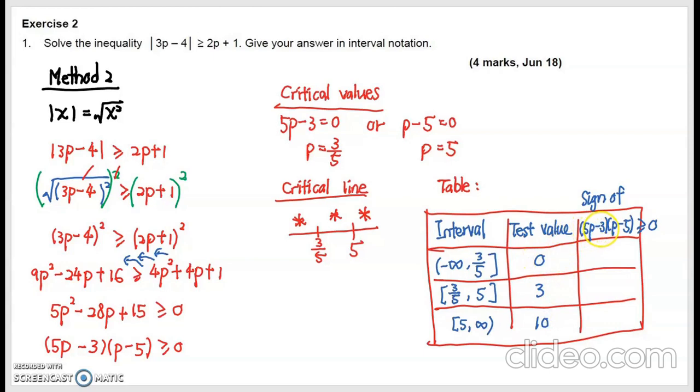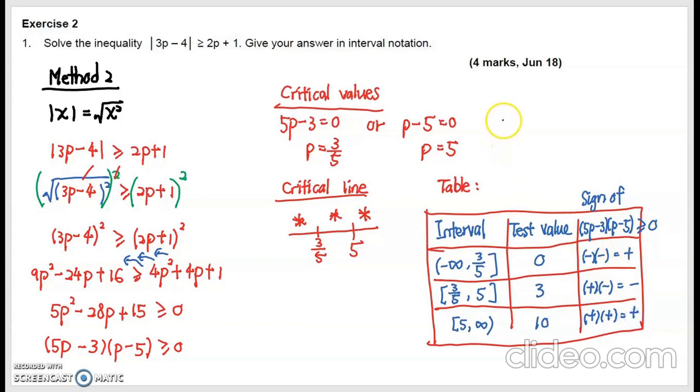5 times 0, minus 3, so it's negative. You just take the sign. 0 minus 5 is negative, so here is positive. Substitute 3: 5 times 3, 15 minus 3, 12 is positive. 3 minus 5 is negative 2, so here we should have negative. Finally, 10: 50 minus 3, 47 is positive. 10 minus 5 is 5, positive, so here is positive.